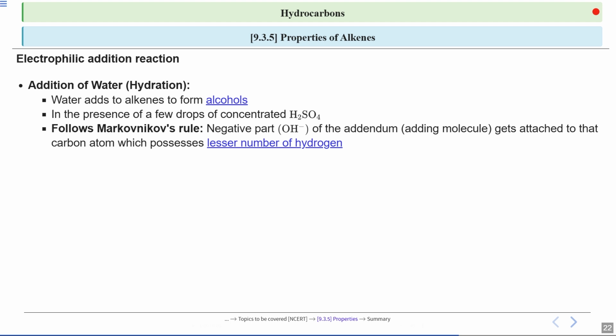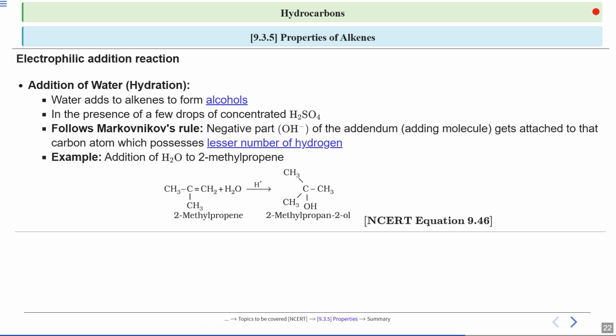Again, this addition also follows the Markovnikov rule, means the negative part of your molecule. So, what will be the negative part of the molecule of H2O? It will be OH minus. So, it has two parts, OH minus and H plus. The negative part will go onto that carbon which has a lesser number of hydrogen. For example, if you are adding H2O to 2-methyl propene in the presence of H plus, which is acting as your catalyst, the OH part is going onto which carbon? That carbon which has lesser number of hydrogen.